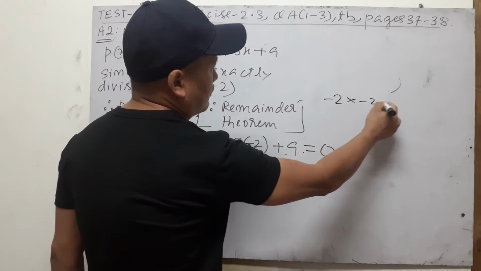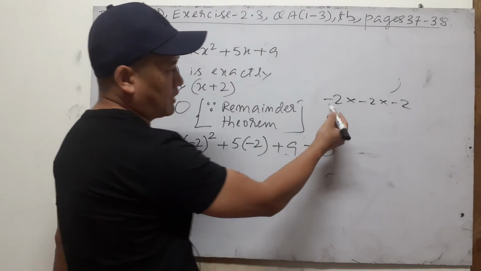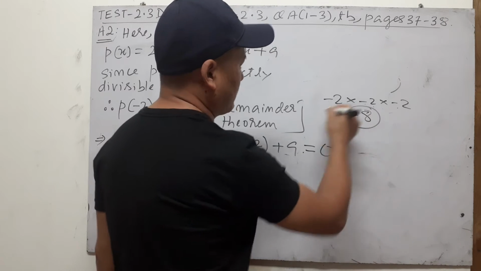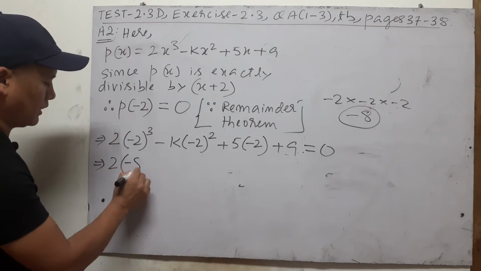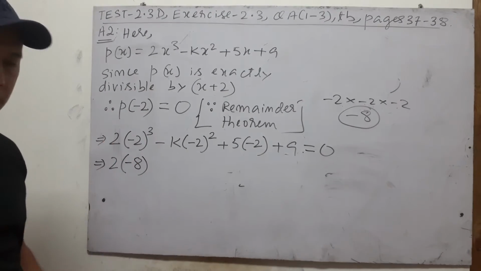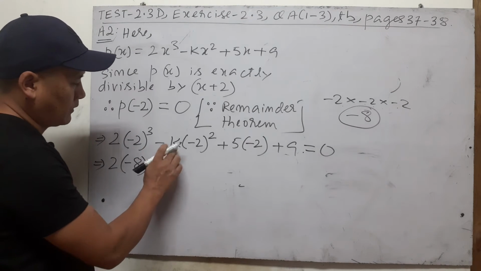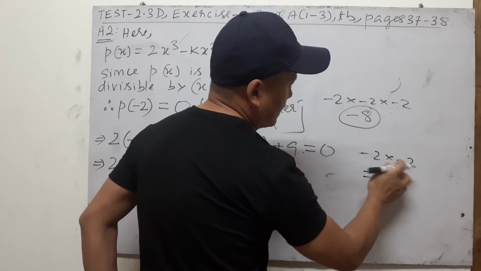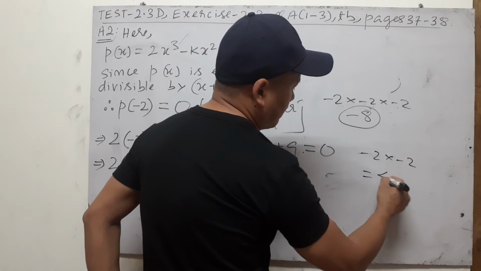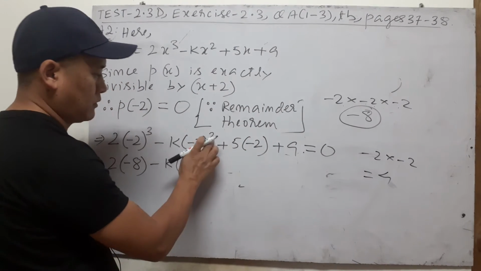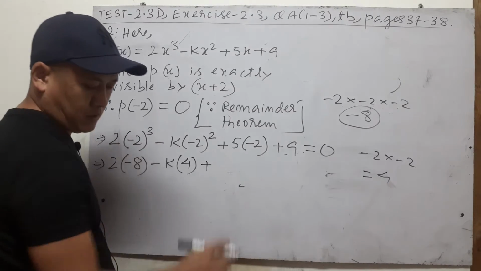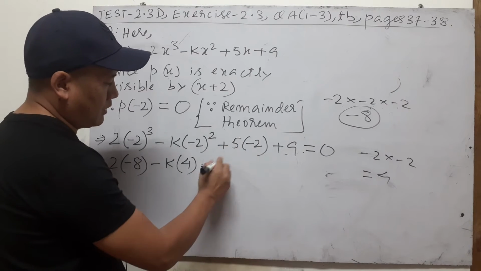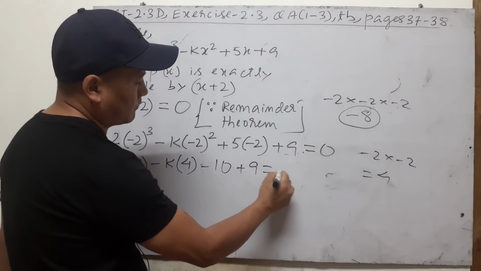Minus 2 cubed means minus 2 into minus 2 into minus 2, three times. Minus into minus is plus, plus into minus is minus. 2 2s are 4, 4 2s are 8, so it comes out minus 8, because the power is odd, so the sign remains minus. Then here, don't multiply now, just keep the k outside. Minus 2 squared means minus 2 into minus 2, which is plus 4, since the square makes it plus. Then 5 into minus 2 is minus 10, plus 9, equal to 0.